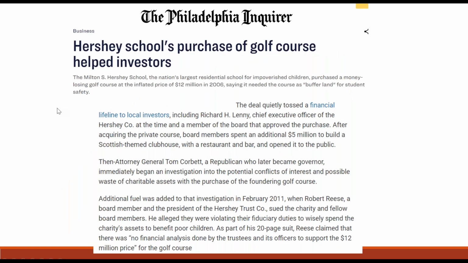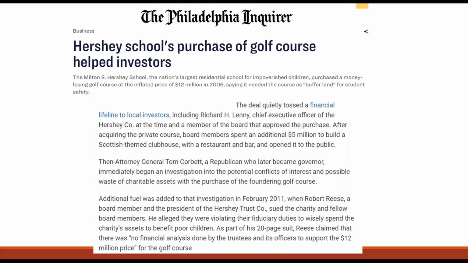Let me give you kind of an example of when this can go wrong. There's a very famous nonprofit school in Pennsylvania, the Hershey School. In 2010, there was a big scandal where the board approved the purchase of a $12 million failing golf course that it said that it needed to buy as buffer land to protect its students at the school. One big issue is that this failing golf course, one of the investors of the golf course was on the board. And when the nonprofit purchased the golf course and made improvements to the golf course, that indirectly benefited the director who invested in the golf course. You know, it made up for some of the money that he was losing on the golf course.